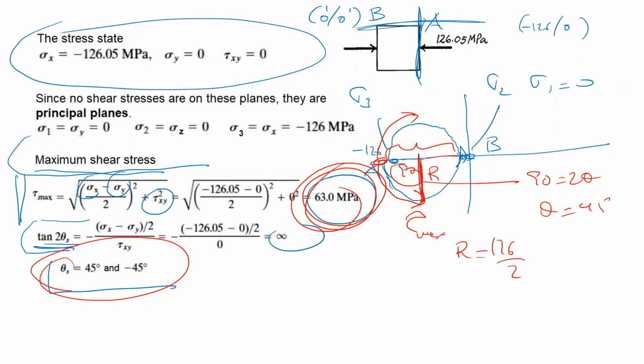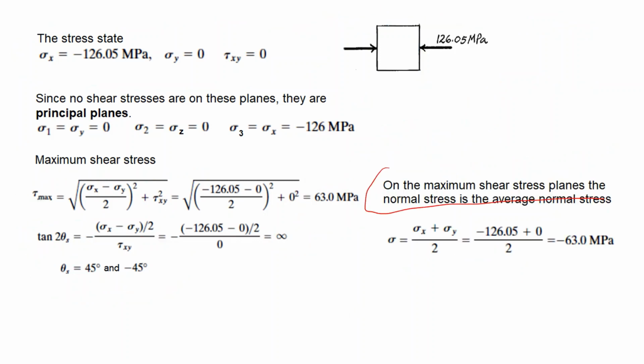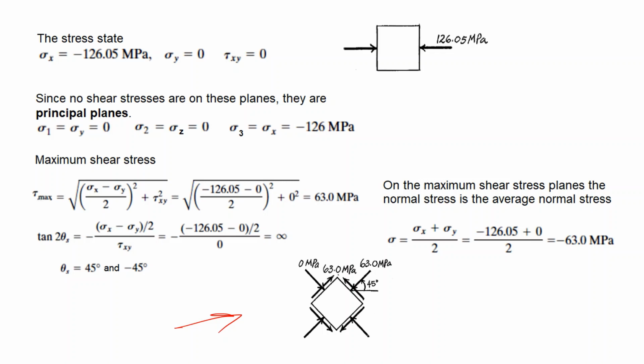You see, you can use the formulas to determine principal stresses and maximum shear stresses, and you can also use the Mohr circle. We also know that on the maximum shear stress planes, the normal stress is the average normal stress. As you see, sigma is equal to sigma x plus sigma y over 2, at minus 63. Or if you draw the volume element for the maximum shear stress planes, these are at 45 degrees, and the acting normal stresses are minus 63, and the value of tau max is 63, and on the other plane it is minus 63.